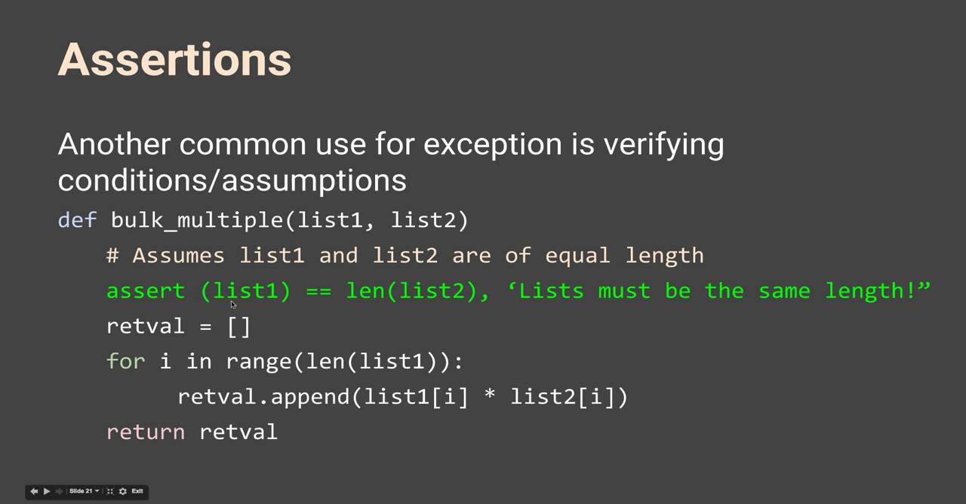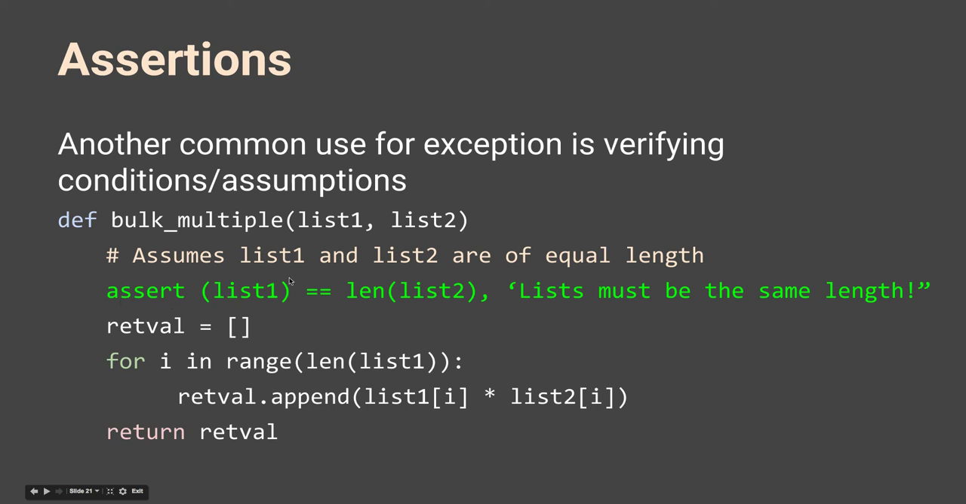This is an invalid expression. It should be len(list1) equals len(list2). I'm asserting that the lengths are the same. And if they are not, here's the assertion error that I want to throw. And this will throw an exception, and it'll say lists must be the same length. Notice the syntax here with assert. There are no parentheses. This is not a function. This is a keyword.